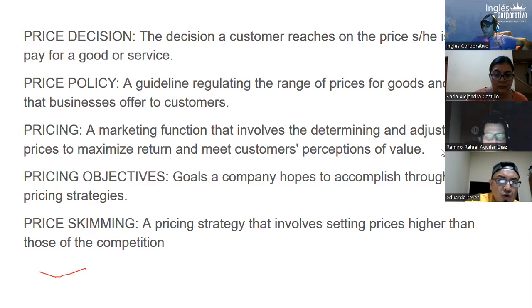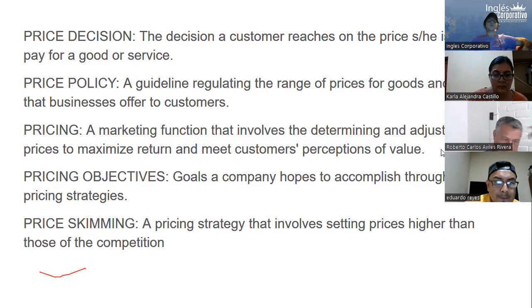Es valor. Very good. That is value. It's like what you believe.